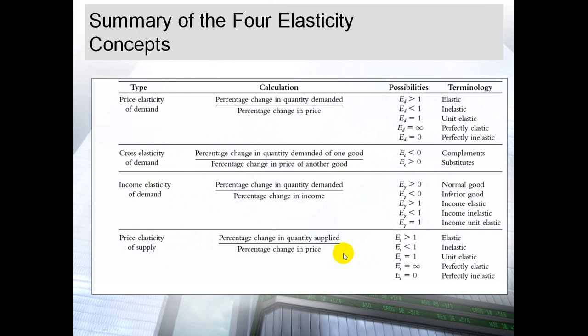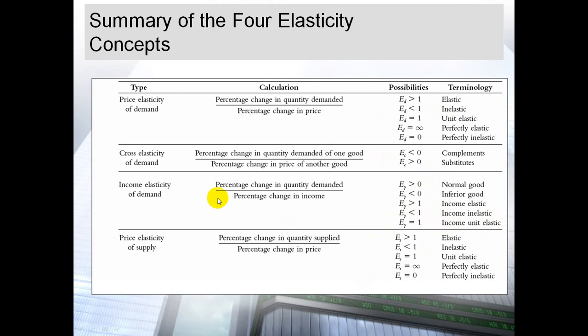So this is a revision. This is very, very important because we have here the 4 types of elasticities: price elasticity of demand, ED, cross elasticity of demand, EC, income elasticity of demand, EY, and price elasticity of supply, ES. And what terminologies or cases are used for these possibilities? If it is more than one, elastic demand, less than one, inelastic demand, and so on. I explained only normal and inferior good for income elasticity of demand. Income elastic, income inelastic, and income unit elastic are not important.